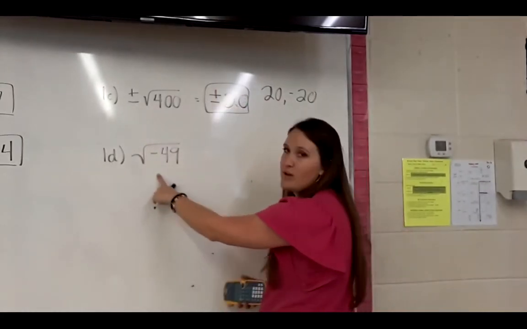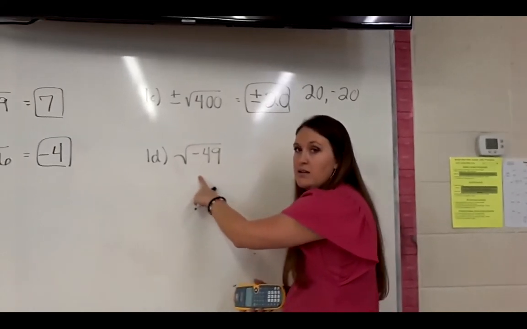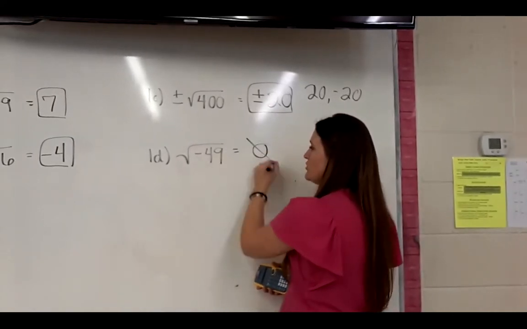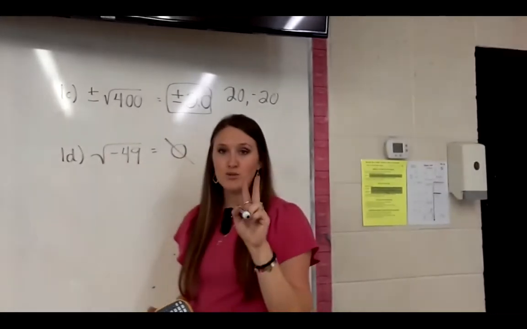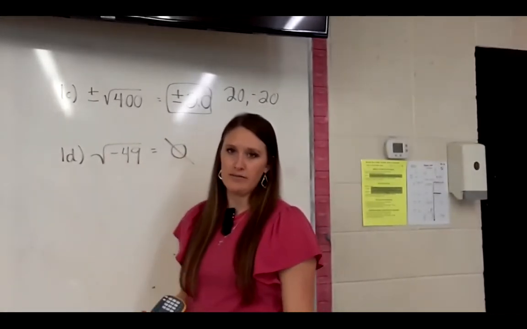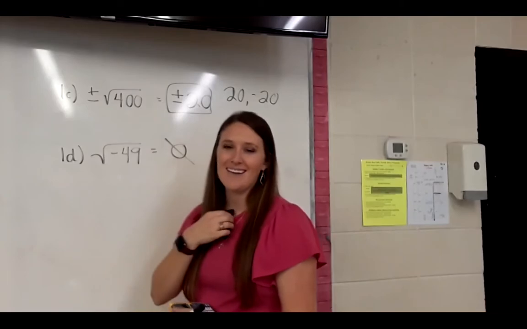Okay, now square root of negative 49. The answer to that one is no solution. There's absolutely no way you can multiply the same number by itself and get a negative answer. So now let's look at example 2.